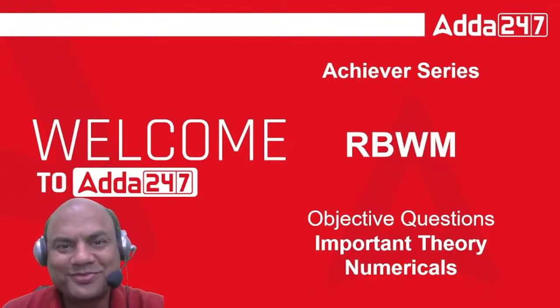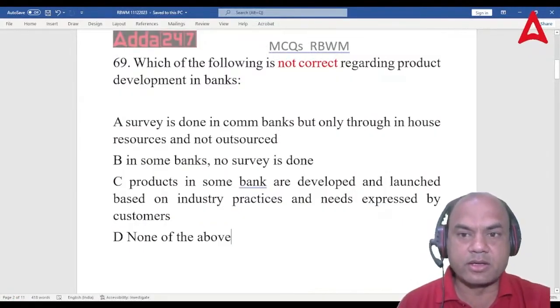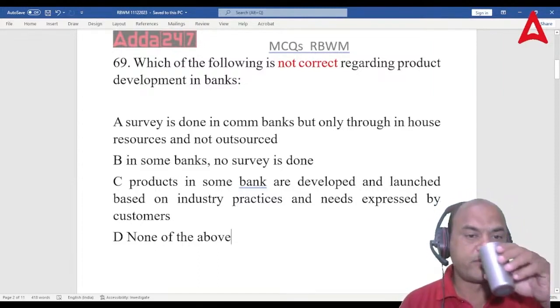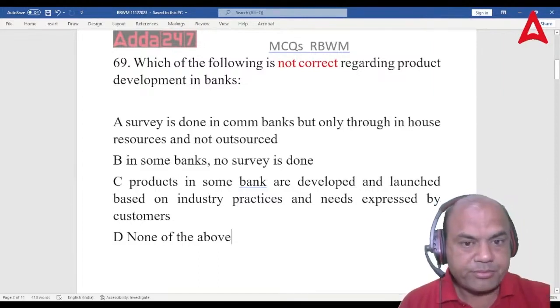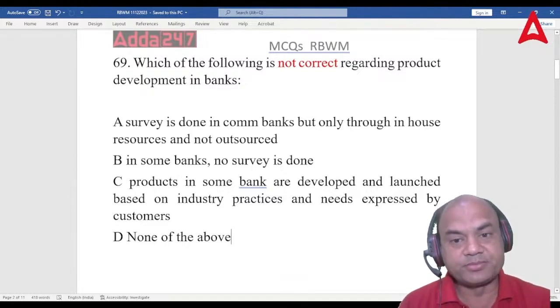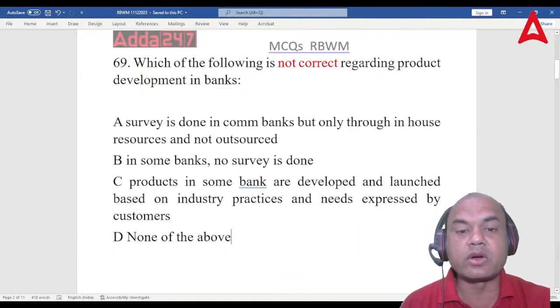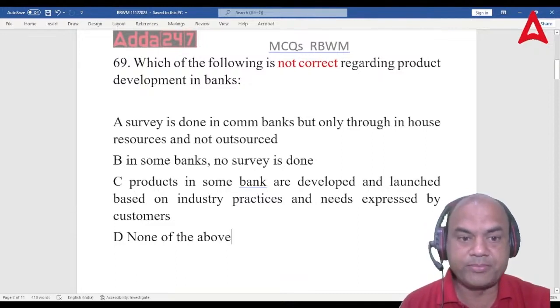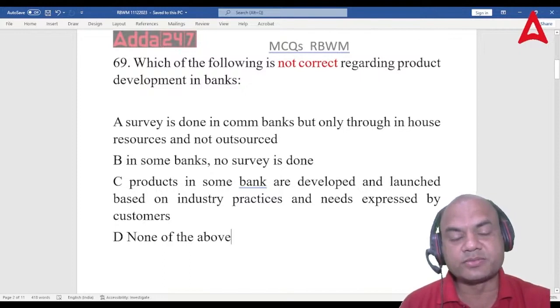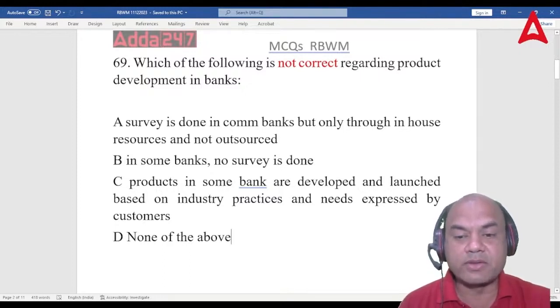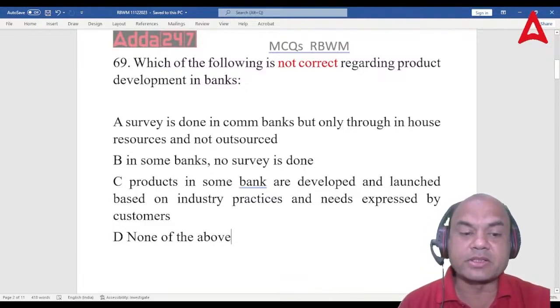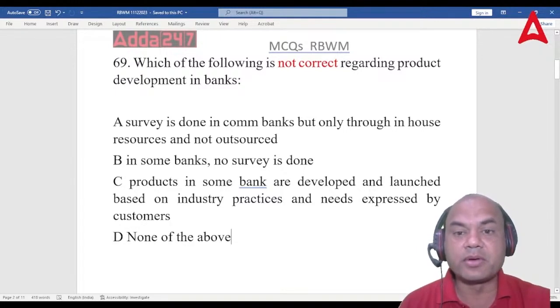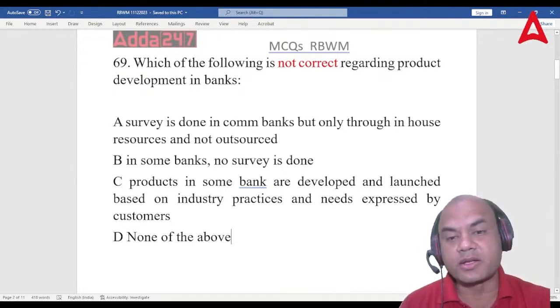Let's start. Which of the following is not correct regarding product development in banks? We want what is not correct. A: Survey is done in commercial banks, but only through in-house resources and not outsourced. B: In some banks no survey is done. C: Products in some banks are developed and launched based on the industry practices and needs expressed by the customers. D: None of the above. So which of them is not correct?